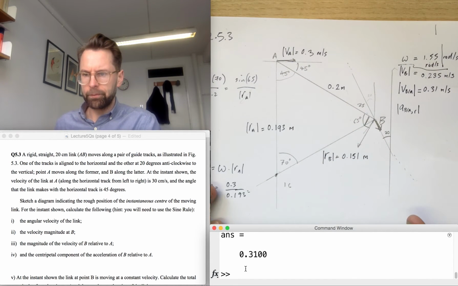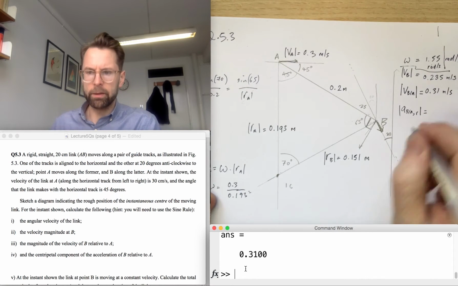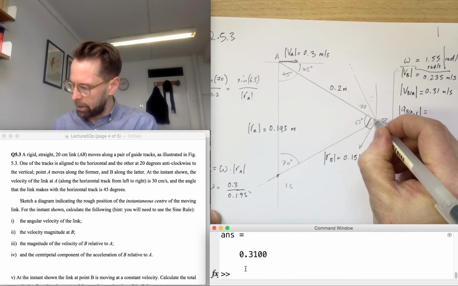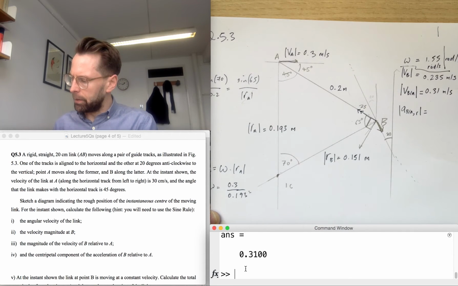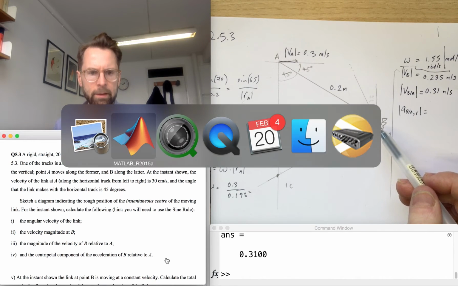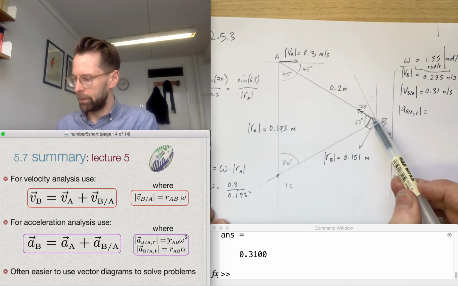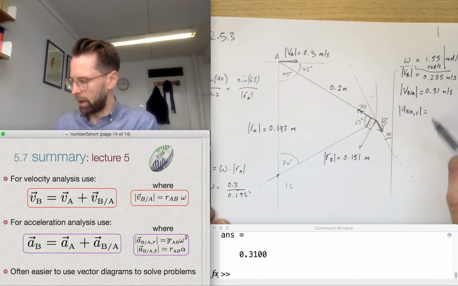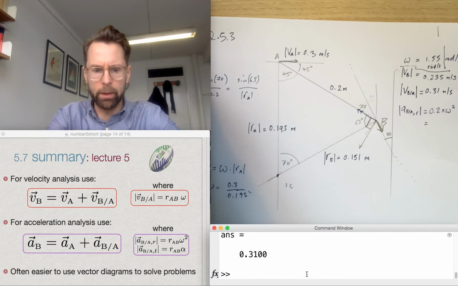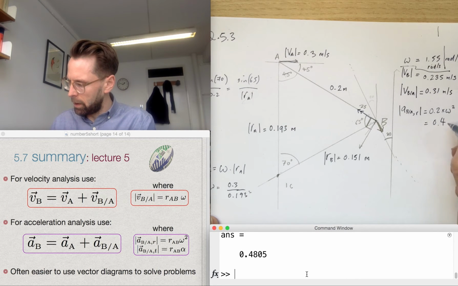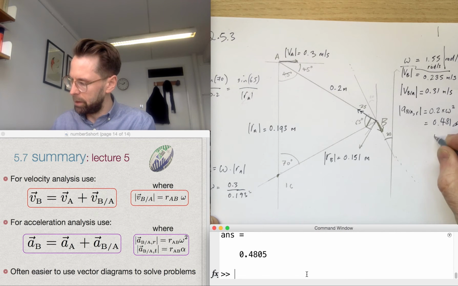Right, I'm going to move over here now. So finally, in this first part, it's asking for the acceleration of B relative to A in the radial direction. So it's in this direction here. It's the centripetal component. And we know from our lecture notes, again, that the radial component of the acceleration of B relative to A is equal to the length over which the fixed axis rotation is happening, 0.2, multiplied by the angular velocity squared. So this is going to be 0.2 times omega squared, where omega squared is 1.55 squared, times 0.2, so that's 0.481 meters per second squared.